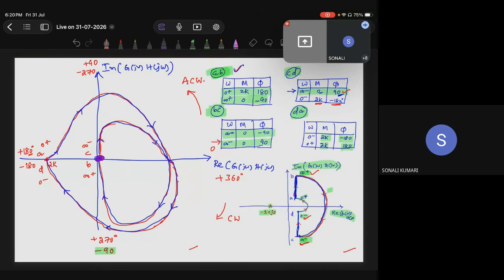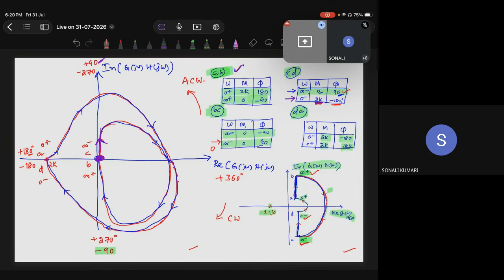What is 90? 90 is this angle, so in this direction it starts. With 0 magnitude and a 90-degree angle, it is the starting point. Then D is what?